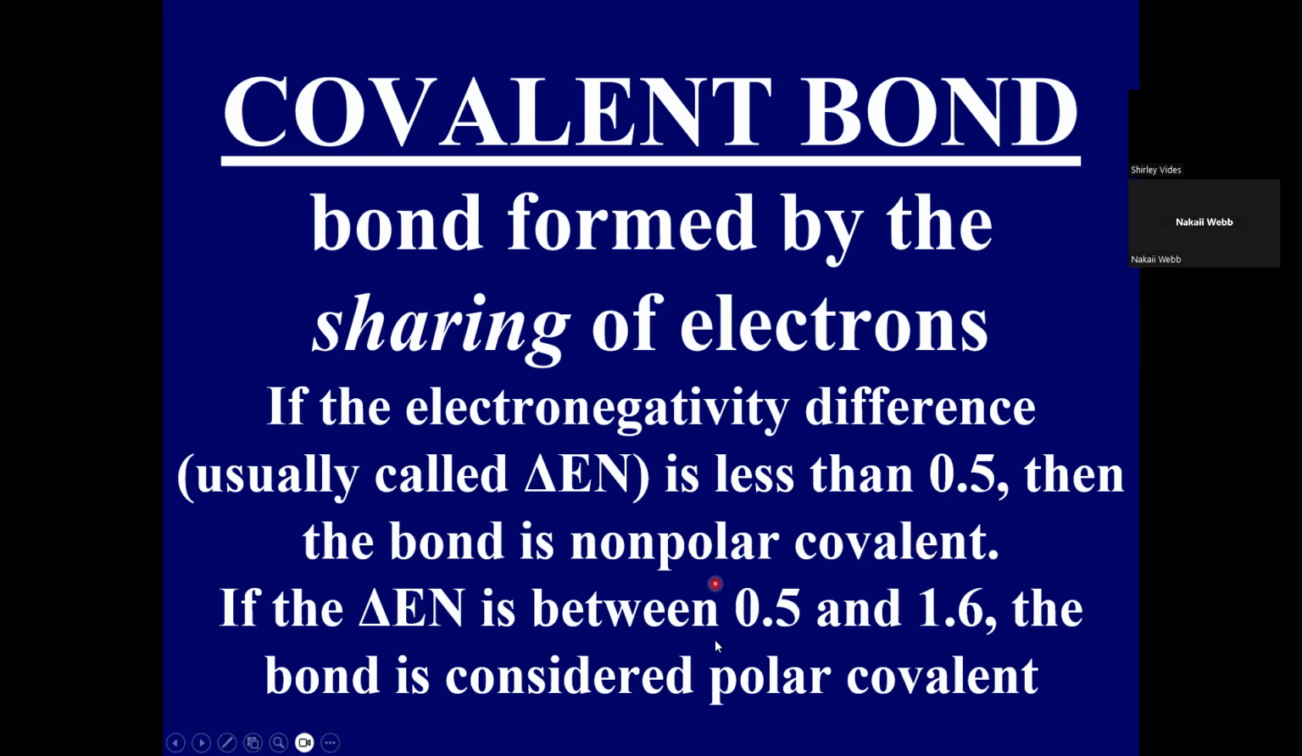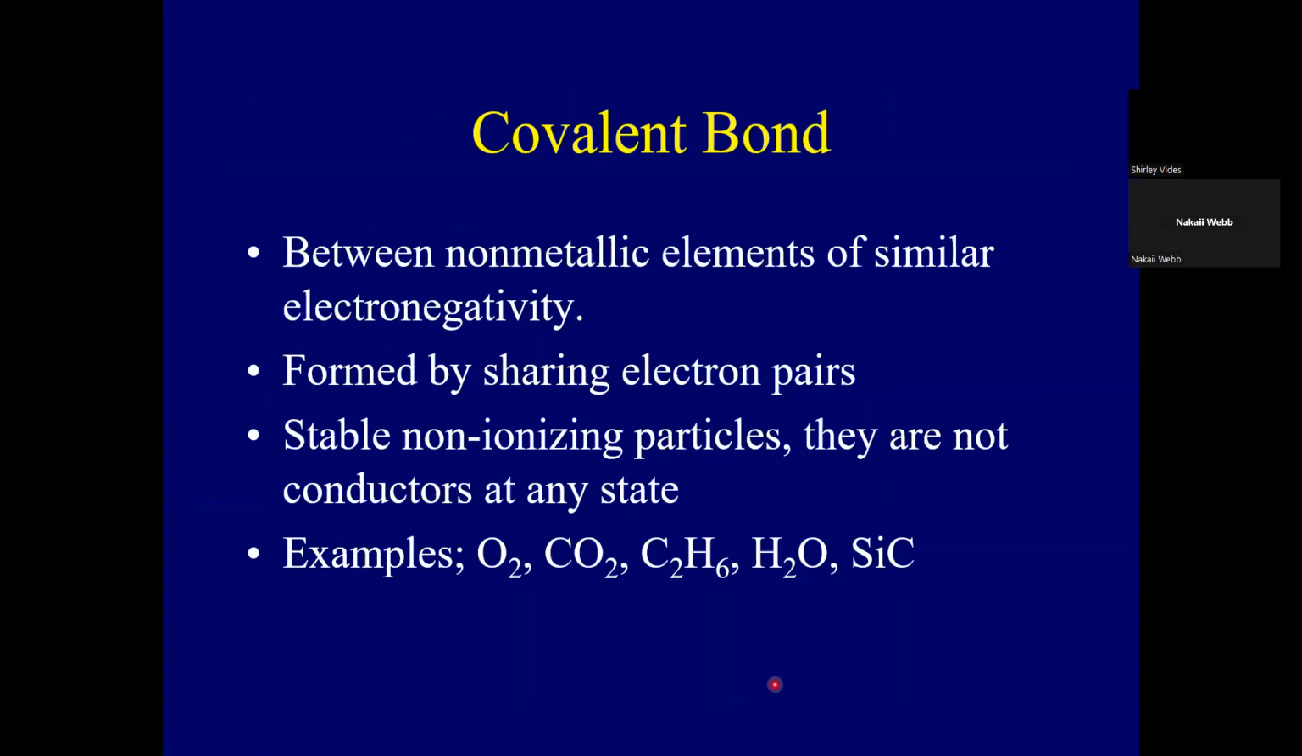But if it is higher than 0.5, and I found this in a textbook, so like I said, these are generalized rules, 1.6 to 0.5 are polar covalent. But the main thing to know is that they're all non-metals. So that's how we really know this is a polar covalent, or a covalent bond, is because they're both non-metals.